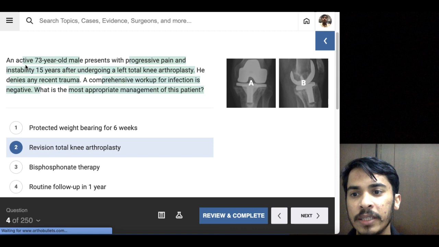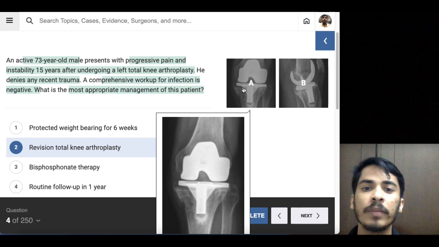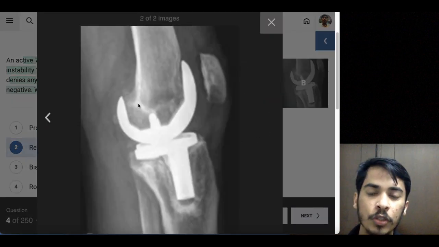So next question is: an active 73-year-old male presents with progressive pain and instability 15 years after undergoing a left TKR. He denies any recent trauma. Comprehensive workup of infection is negative. What is the most appropriate management of this patient? So we can see that diffuse osteolysis is there. There is osteolysis in the condyle and tibia periphery.